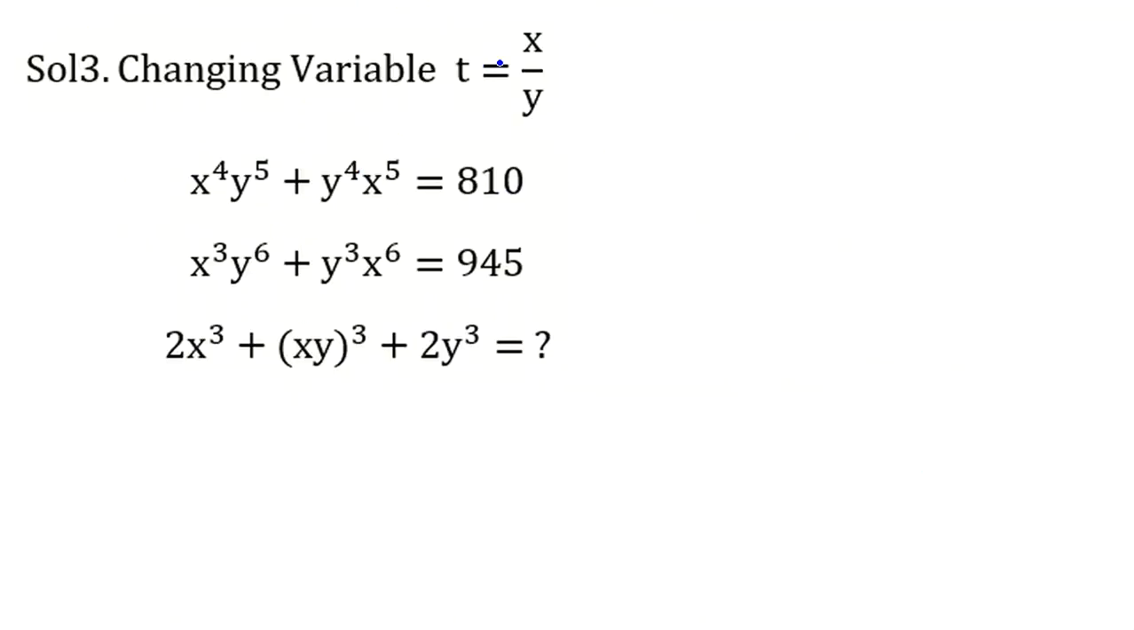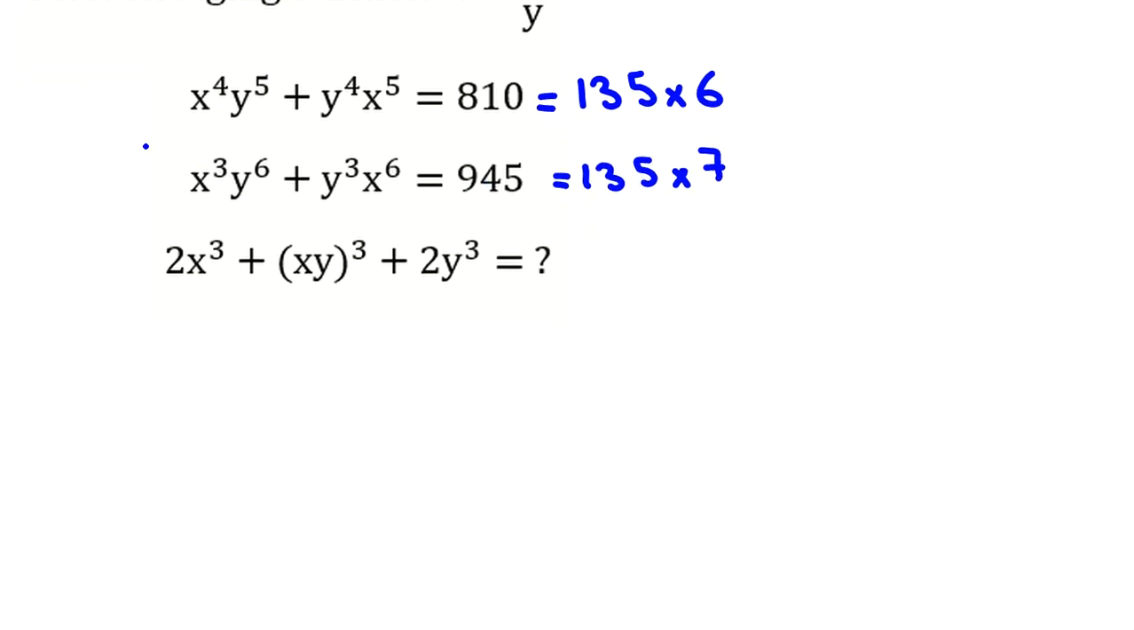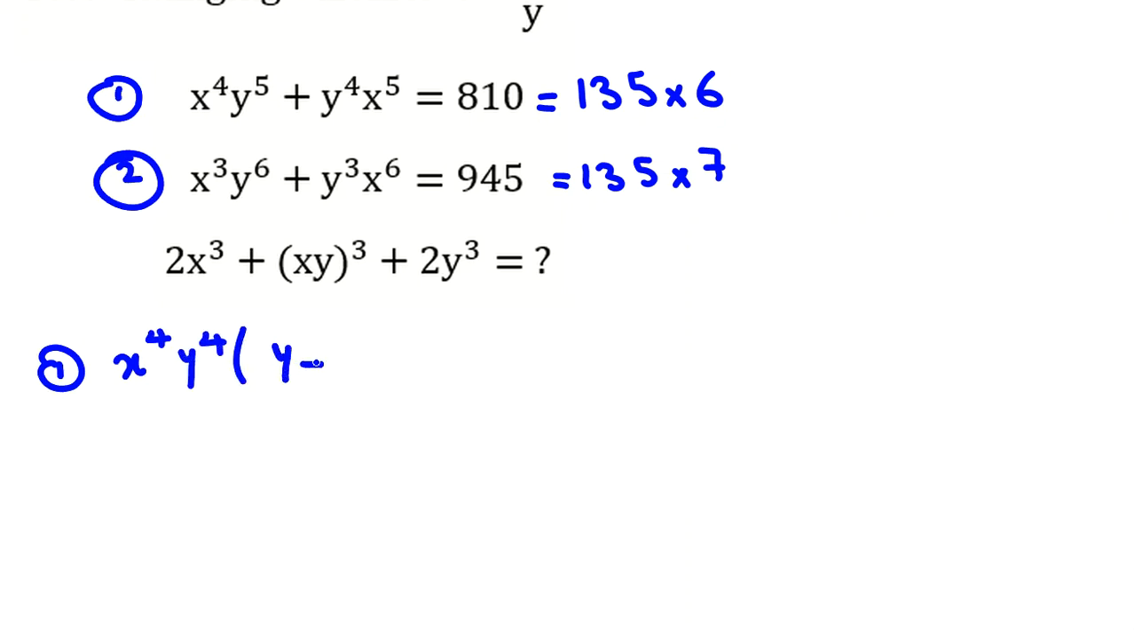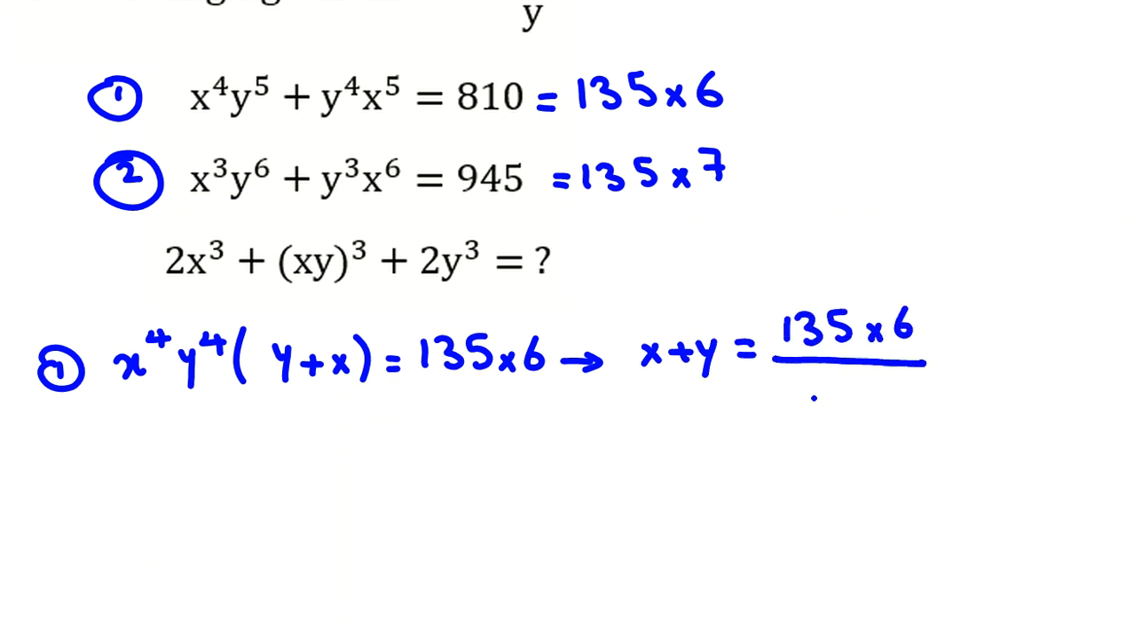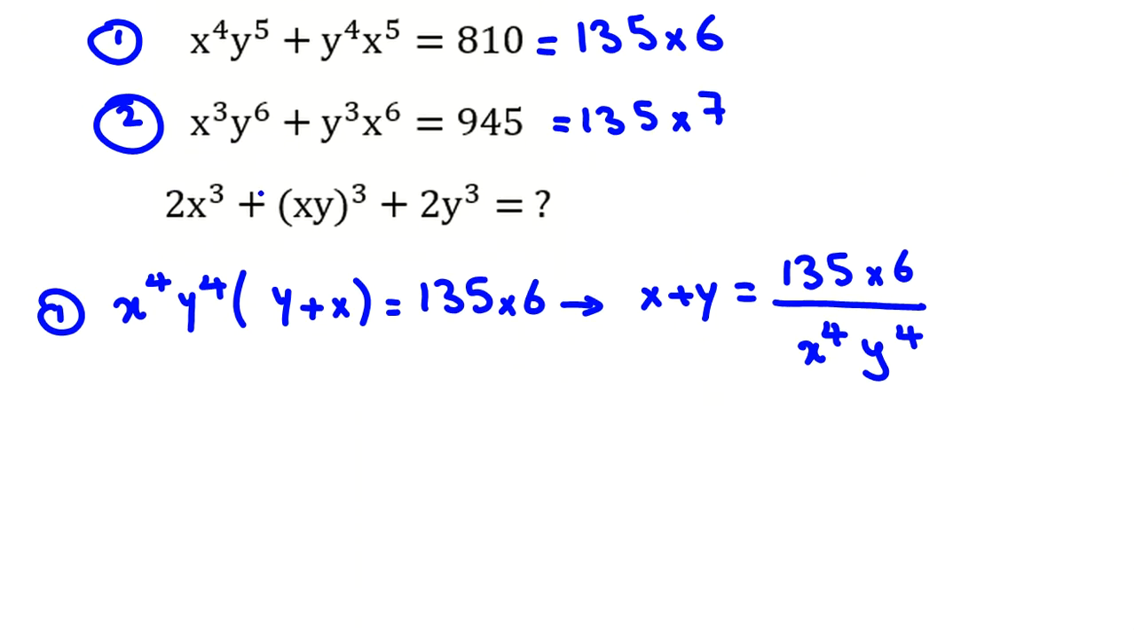Okay, in this part, we want to use t equal to x over y. From the previous one, it is 135 times 6, and it is 135 times 7. If it is the first one, it is the second one. Again, from the first one, you factor x to the 4, y to the 4 times y plus x equal to 135 times 6. So I can say x plus y equal to 135 times 6 over x to the 4 times y to the 4. I want to use it in the second equation.